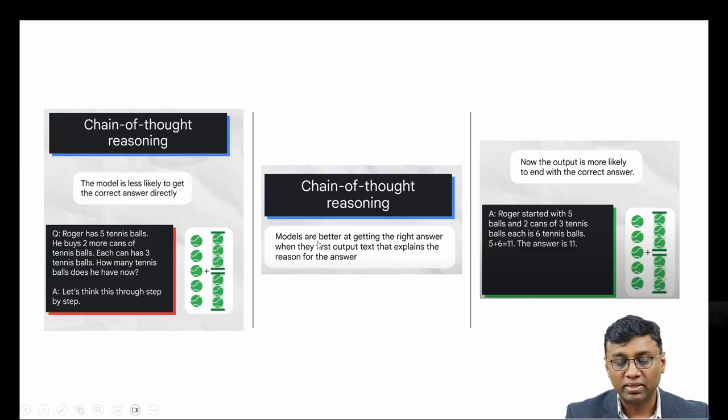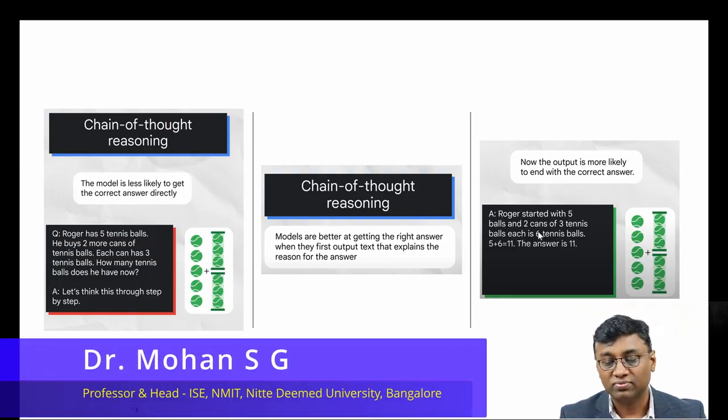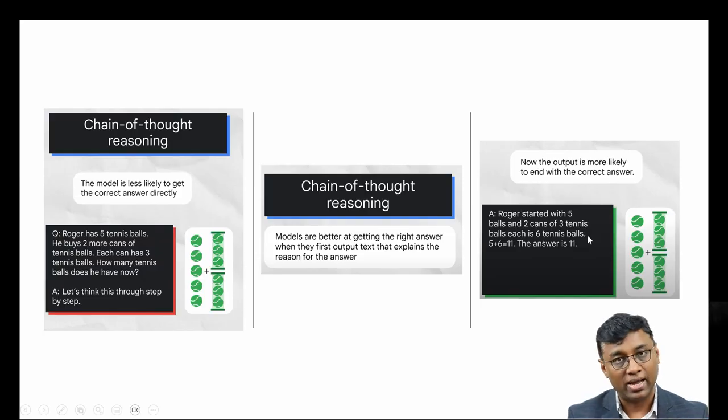Here the models are better at getting the right answer when they first output the text that explains the reason for the answer. So now the output is more likely to end with the correct answer. Something like this: Roger started with 5 balls, and 2 cans of 3 tennis balls each is 6 tennis balls. Now it gives me the reasoning and the answer. So that's the chain of thought.